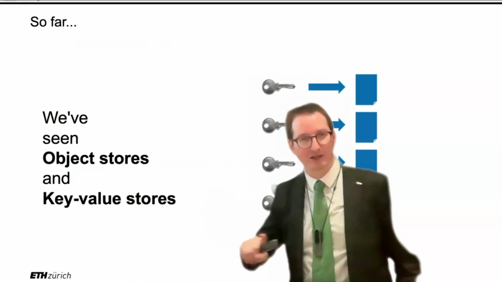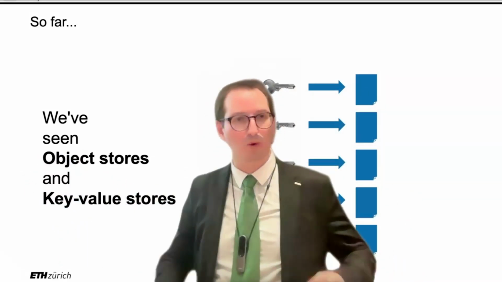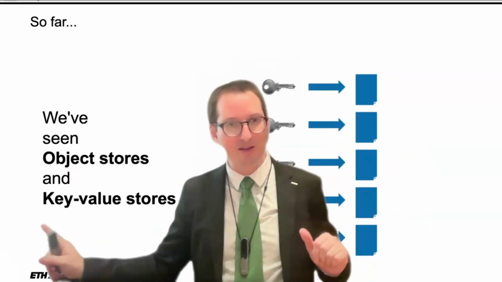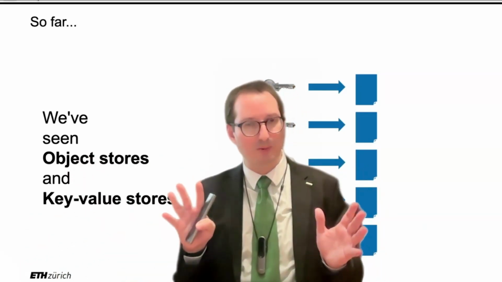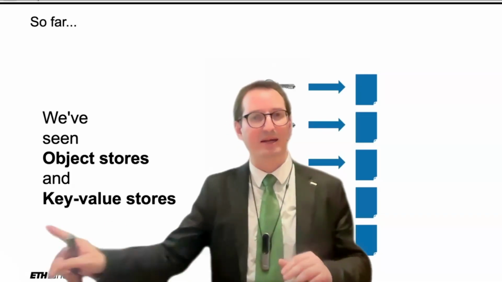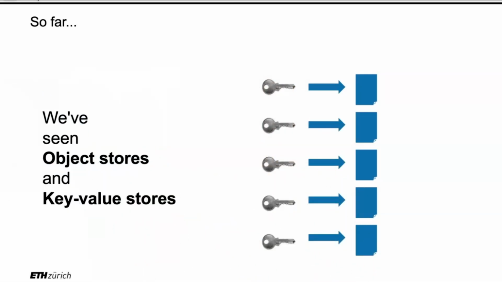So we've seen object stores and key value stores. Remember, object stores are like S3 and Azure Blob Storage, and can hold very large objects, terabytes. Key value stores typically hold at most a couple of hundred kilobytes per value, much, much smaller. And that's peer-to-peer. That's all distributed in the way that we saw.